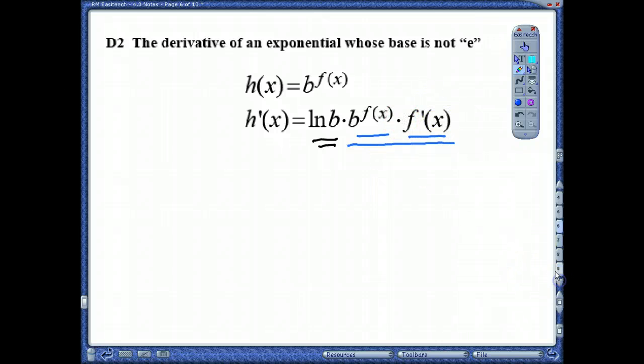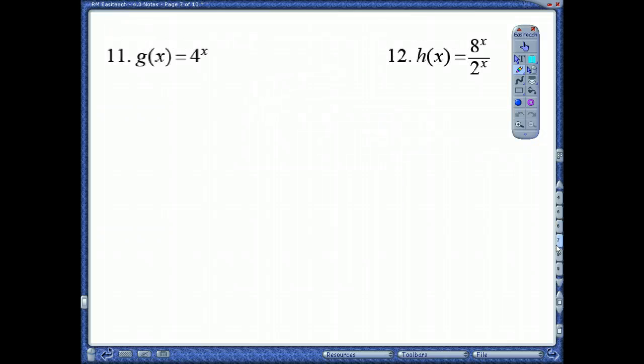So let's look at a couple of these examples just to see how good or bad it's going to get. All right, we're going to start off with a nice pretty easy one. We've got g of x is equal to 4 to the x power.